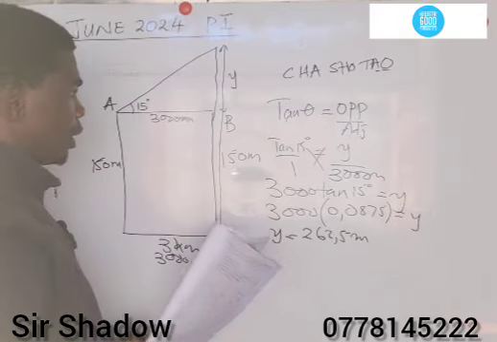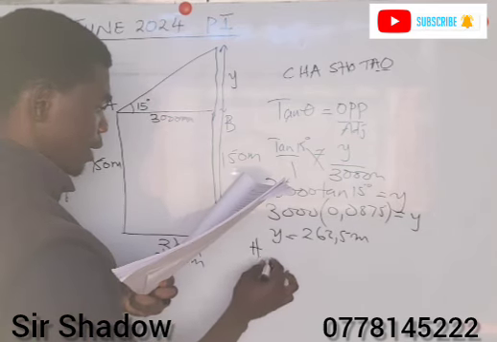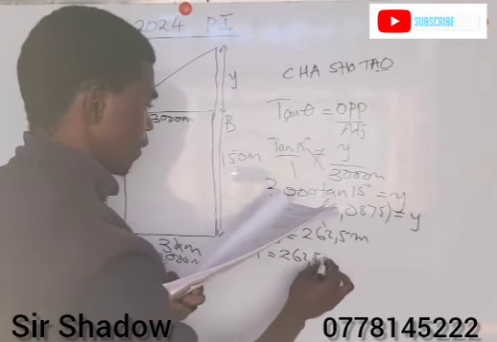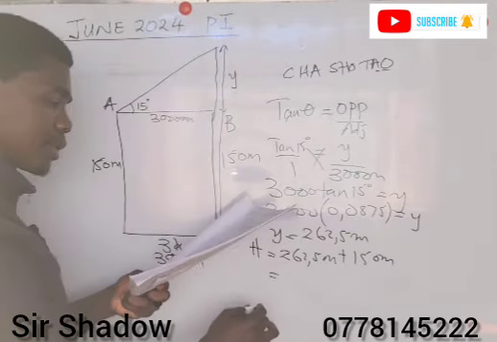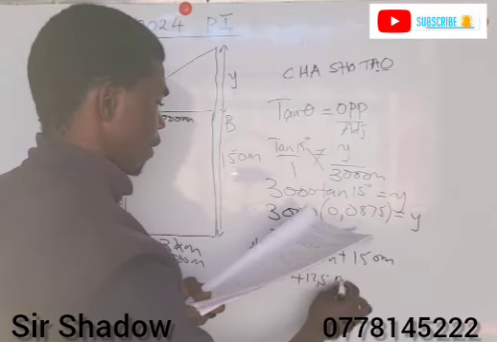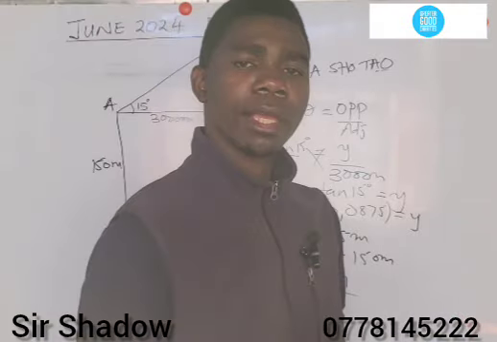So we are saying the height becomes 262.5 meters plus 150 meters. It becomes 412.5 meters. So meaning that the height of UA is 412.5 meters.